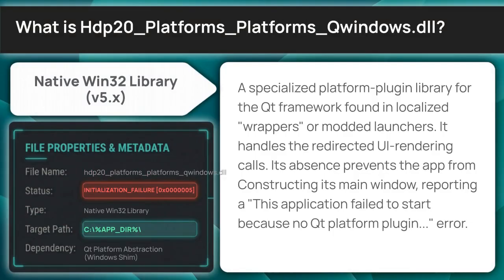This is the HDP20 platform's Qwindows module, a specialized platform plugin library for the Qt framework found in localized wrappers or modded launchers. It handles the redirected UI rendering calls. Its absence prevents the app from constructing its main window, reporting a "This application failed to start because no Qt platform plugin" error. Since we've covered what this file is, let's move to the primary fix.